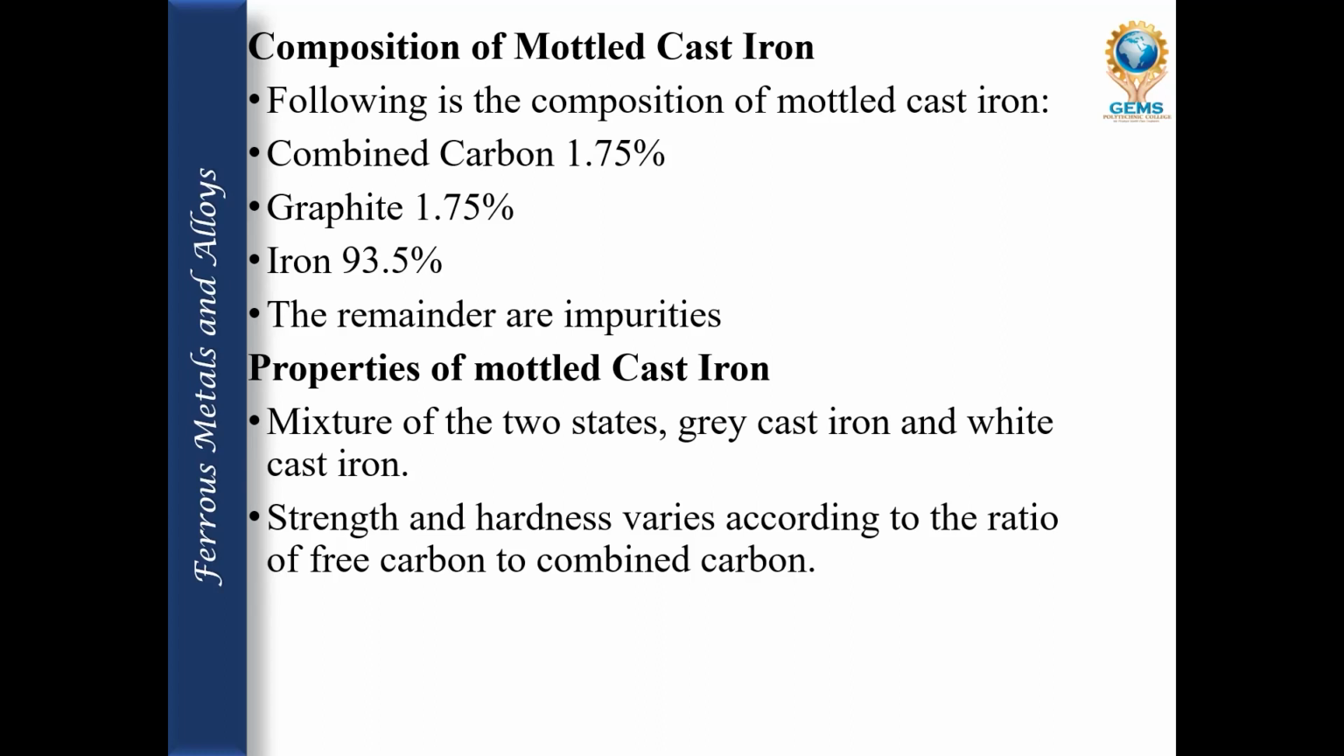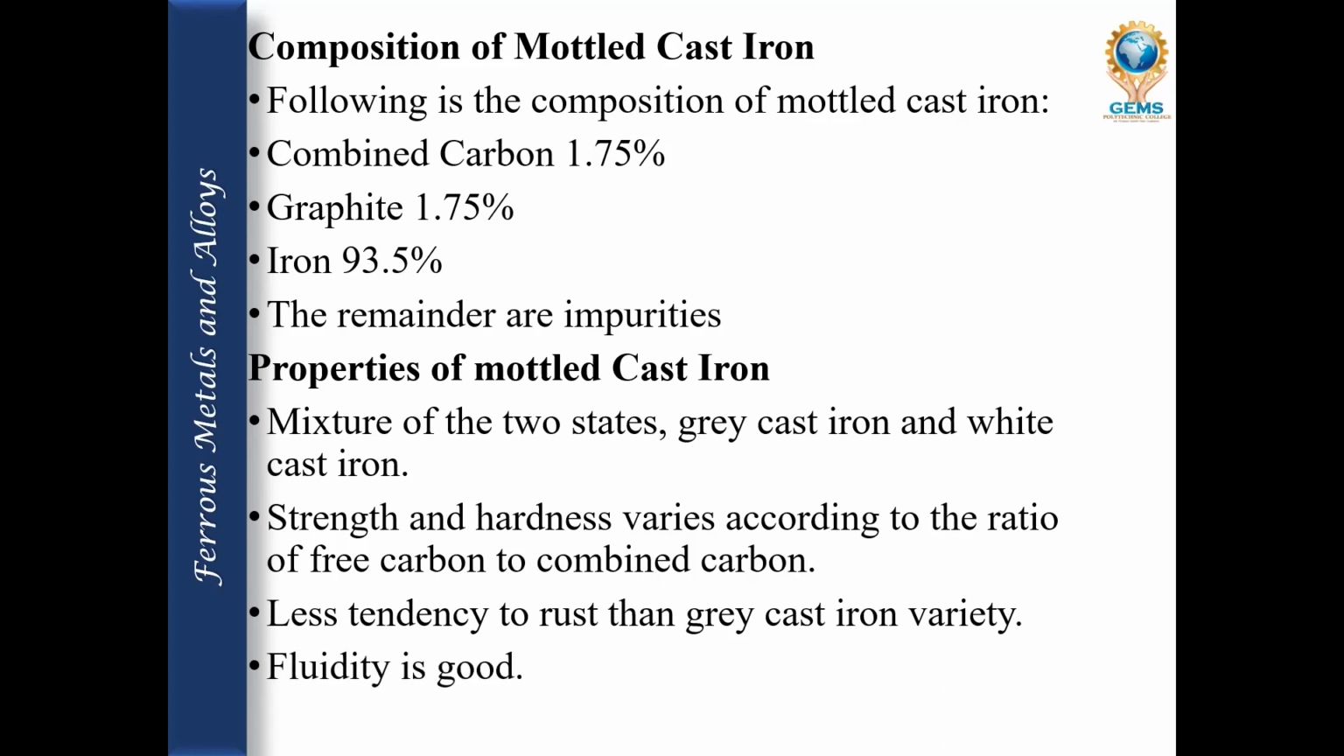The strength and hardness varies according to the ratio of the free carbon to combined carbon, and it has less tendency to rust than the grey cast iron variety. So it has a less tendency to rust. That means rusting is very minimal in this mottled cast iron, because it's a combination, right? So grey cast iron will be rusting very soon, I would say, whereas this mottled cast iron has a tendency to rust very late.